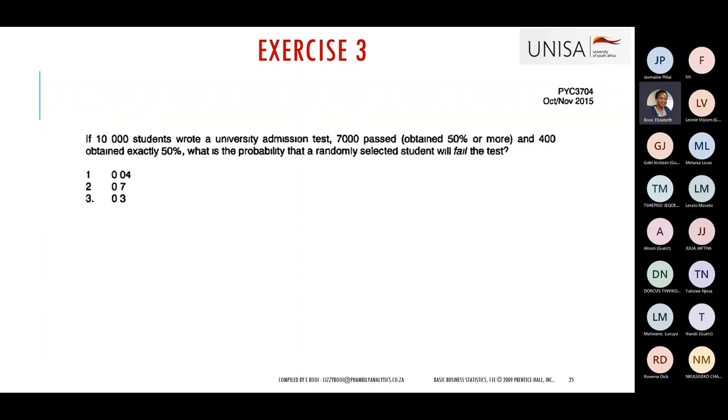However, now, yes, they ask you to find the complement of those who didn't pass. So they say you need to find the probability of a fail. That's what we need to calculate at the end. So the probability of a fail is 1 minus the probability of a pass, right? Because a pass is the complement. So I'm just going to give you some hints because I want you to do this one. Therefore, it means we need to calculate the probability of a pass.